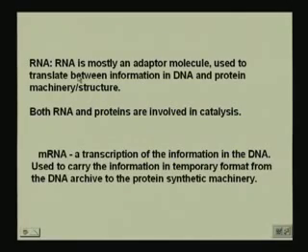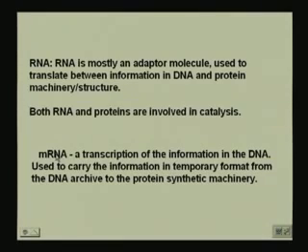So, RNA is basically an adapter molecule that translates the information from DNA to the protein, right. So, when we go from DNA to RNA, it is called transcription. RNA to protein is translation. Now, we have three types of RNA.